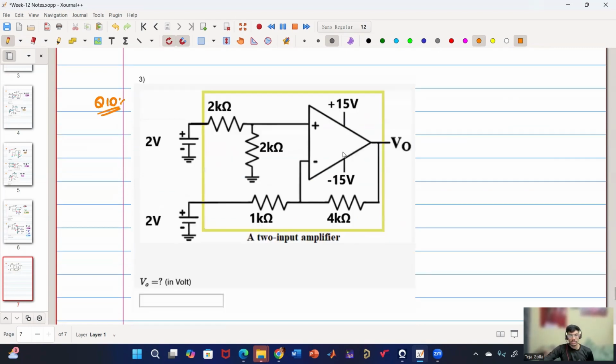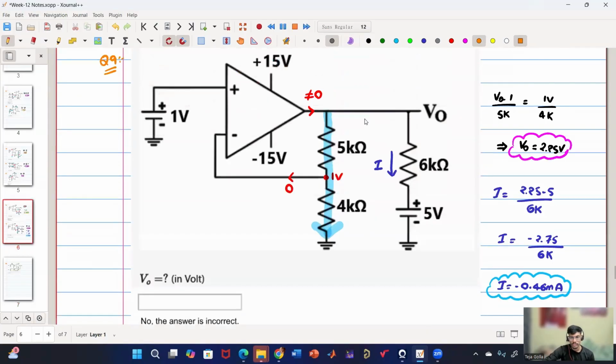So how to solve this? They're asking for V naught, sir. I have a doubt. Here, how are you telling that current is going downwards, across the 5k ohm and 4k ohm? You can consider any direction. Basically, I'm applying KCL, so it doesn't matter. Even if you consider from bottom to top, the equation will remain the same, right? Or will it change if I consider from bottom to top?